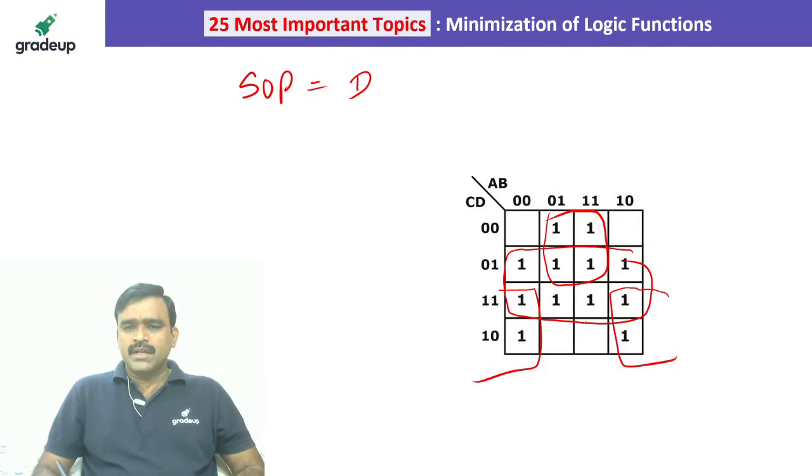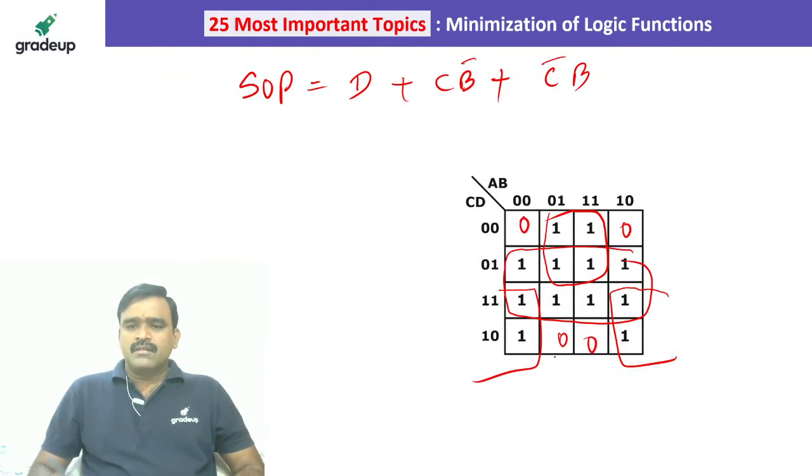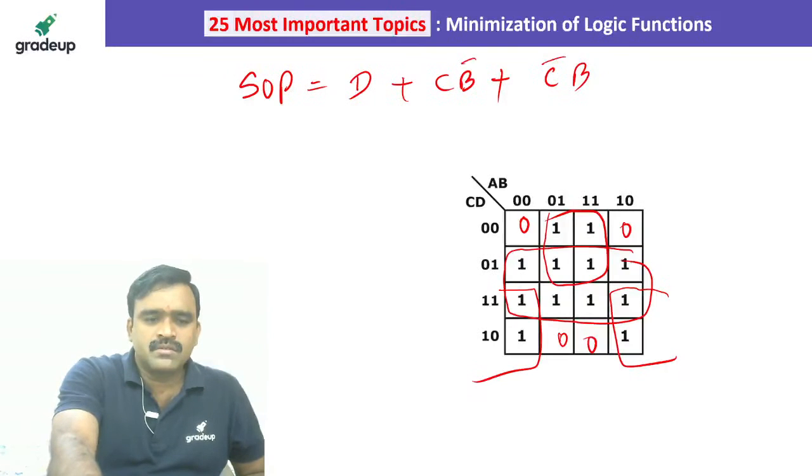SOP is equal to D plus these two corner ones come under C B bar, plus the top 4 ones come under C bar B. That's all. This is the sum of products form. For the product of sums, if you want, same thing, so I will tell you that also.